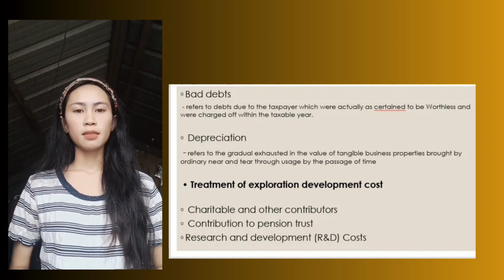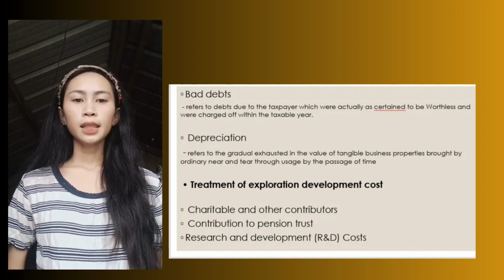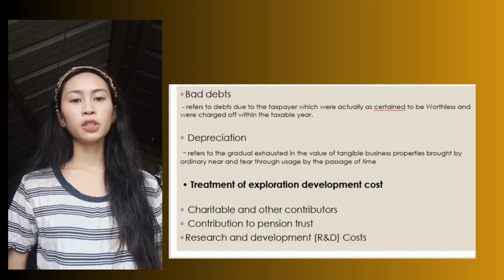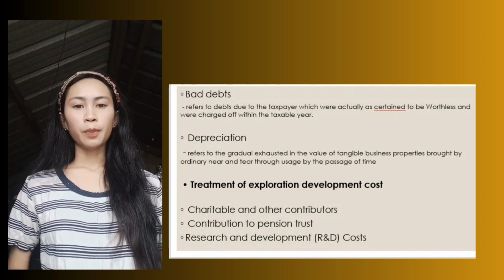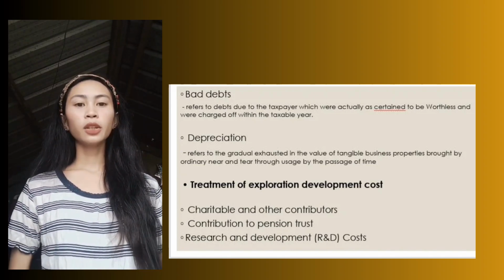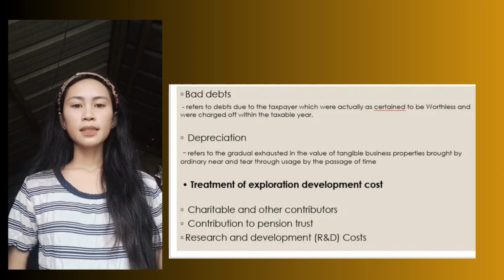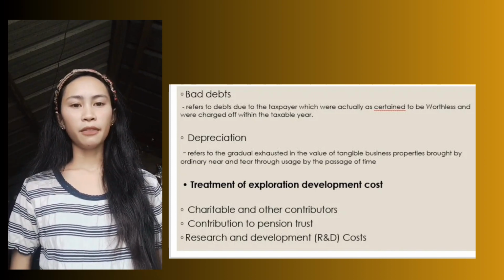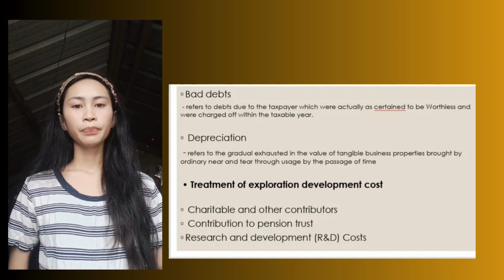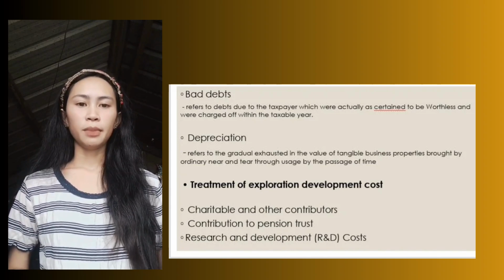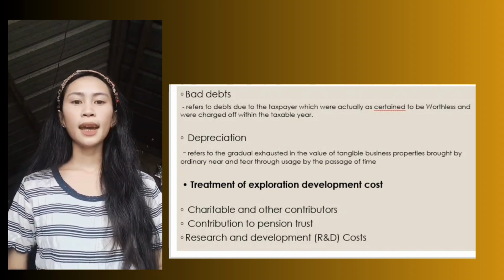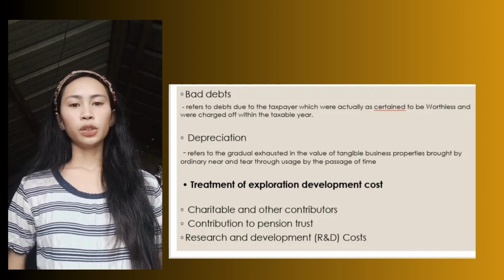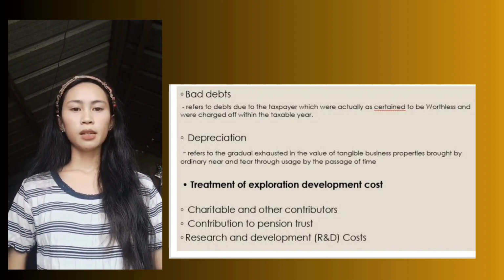Contribution to pension trust. Requisites of deductibility of pension expense. The employer must have established a pension or retirement fund to provide for payment of reasonable pensions to employees. Second, the actuarial assumptions used by the fund must be sound and reasonable. The fund must be actually funded by the employer. The fund assets must be independent from and not subject to the control or disposal of the employer.